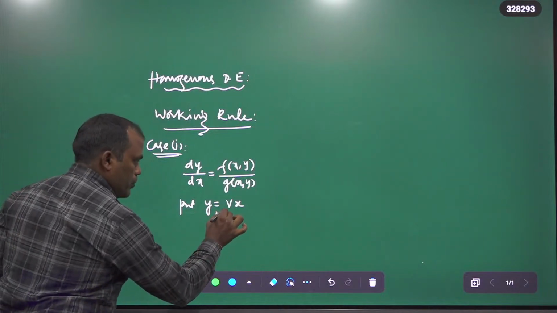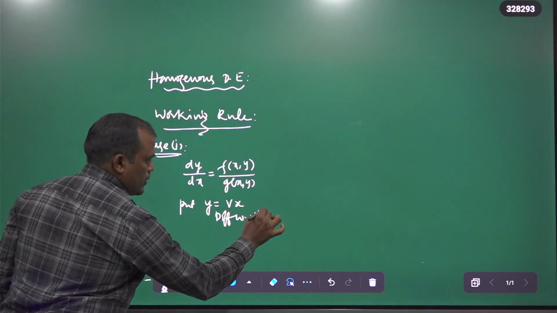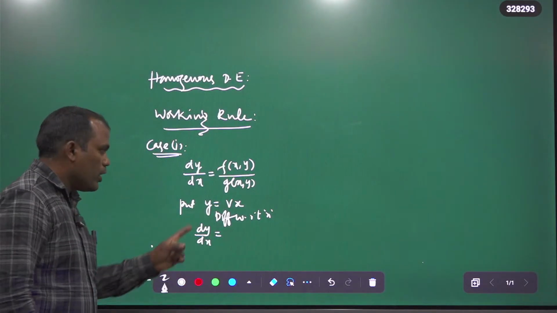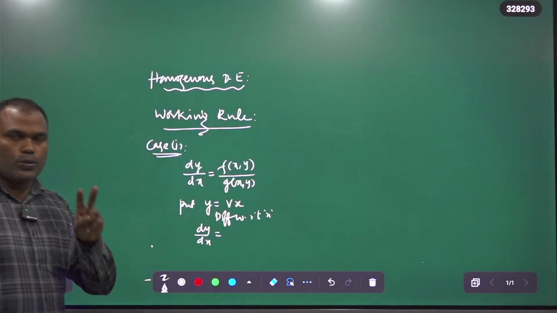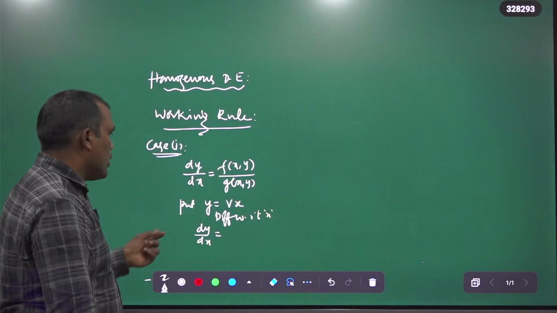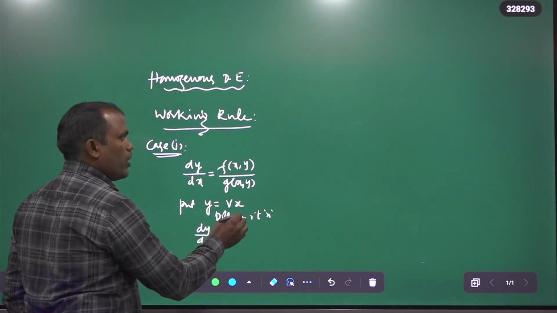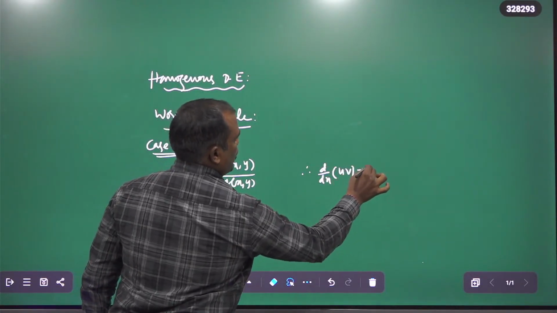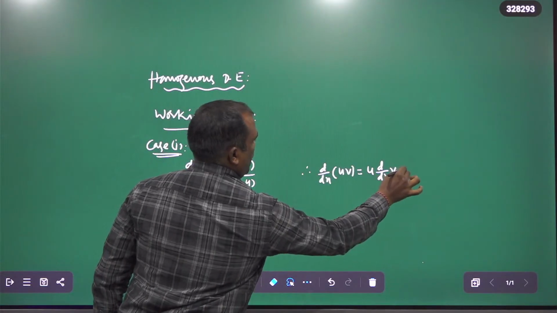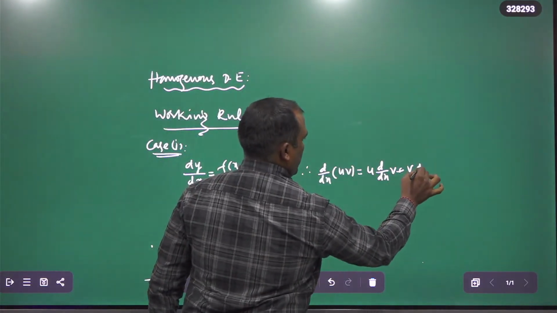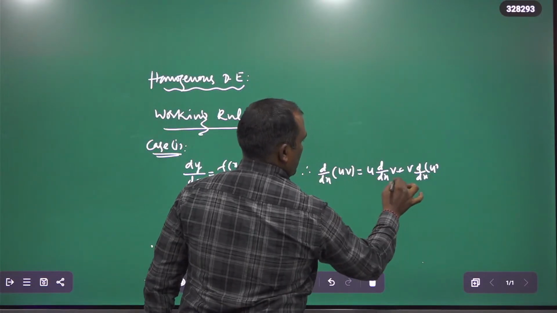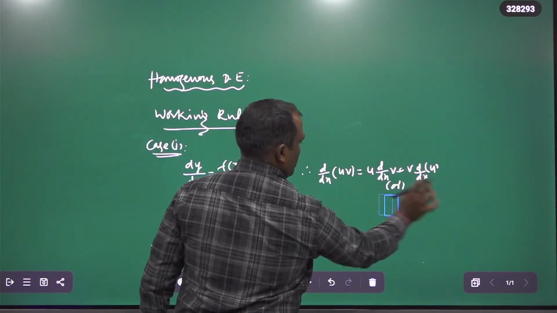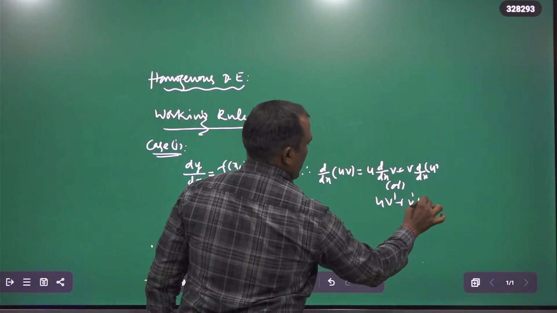Now we should differentiate with respect to x. Now the derivative of y, dy by dx: here v is a function and x is also a function. Whenever two functions are multiplied, for the derivative of the product we have the formula d by dx of uv equal to u into d by dx of v plus v into d by dx of u, or you can write uv dash plus vu dash.